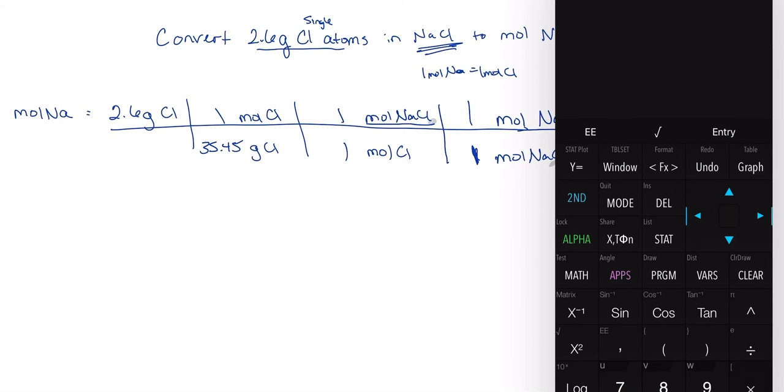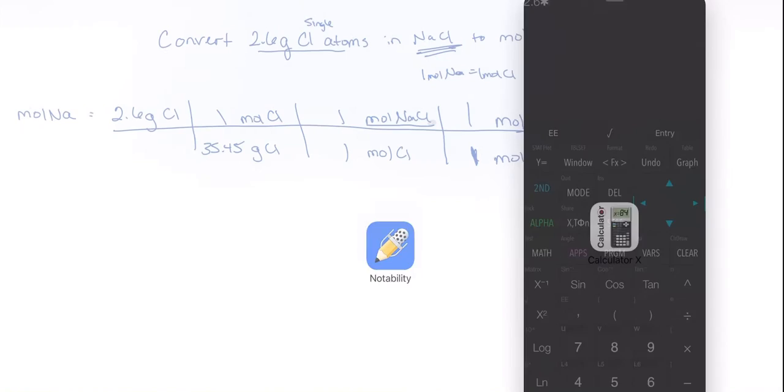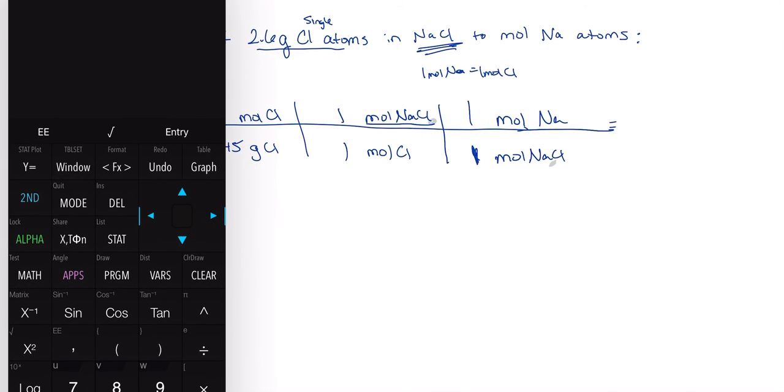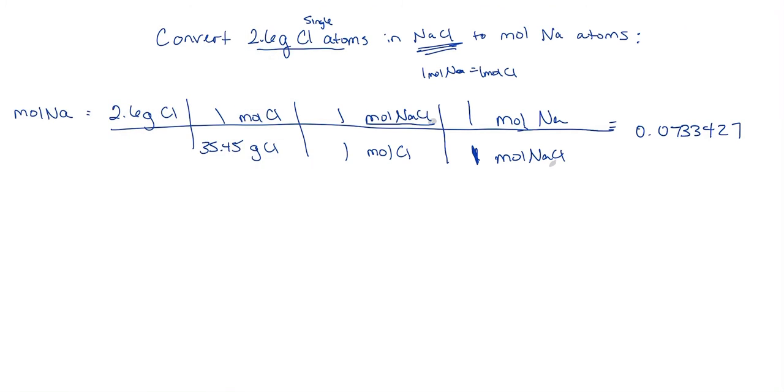.6 times, and if you'll notice, actually I don't have anything else on the top, do I? And then divided by 35.45. And if you notice, I don't have anything else. And so that gives me, oops, a funny number here. I'll write it in at 2.6 divided by 35.45. 0.073342.7. So that's plenty of extra sig figs.